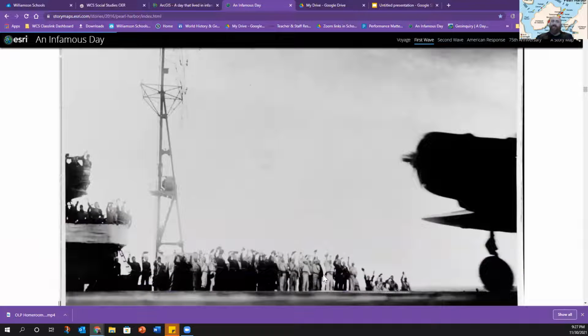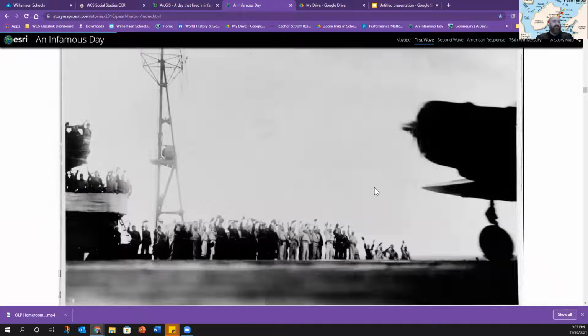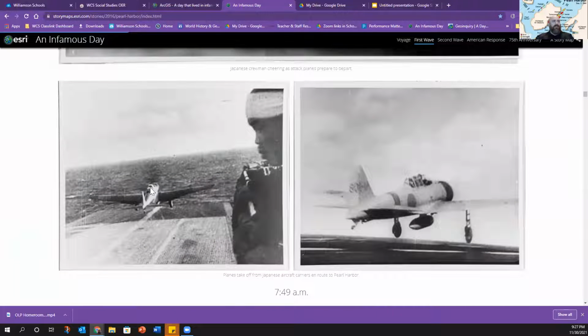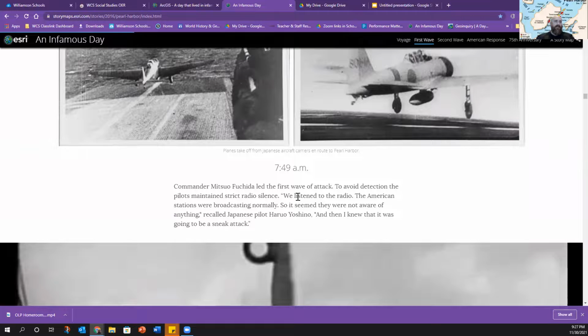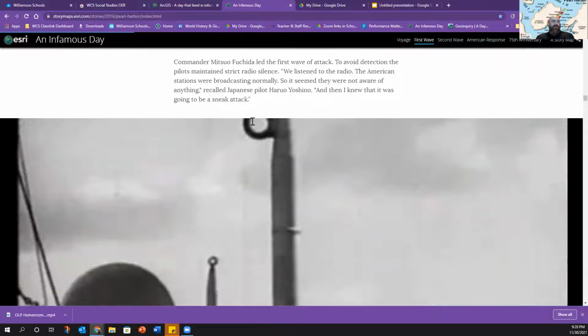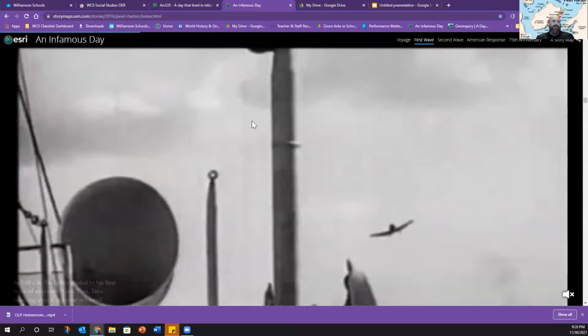Obviously, this is a Japanese ship. They're on the deck, and they're bidding their fighters adieu. Here's a bomber taking off from the deck of an aircraft carrier, right, on their way with that first wave that we saw, right? And so they get there, they realize, as they're monitoring the radio, that they really have caught the Americans off guard.